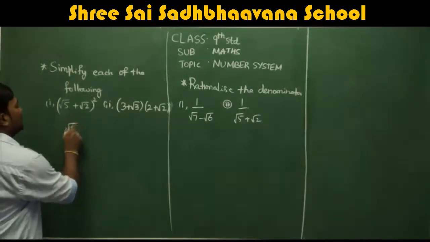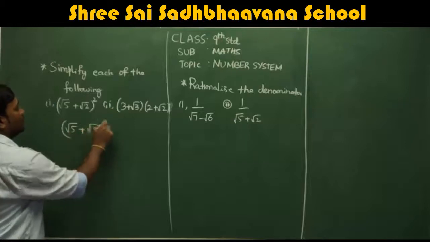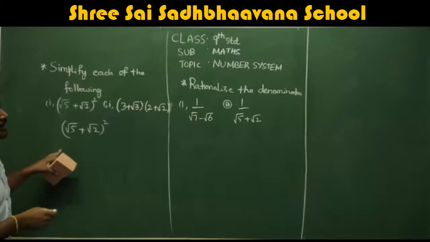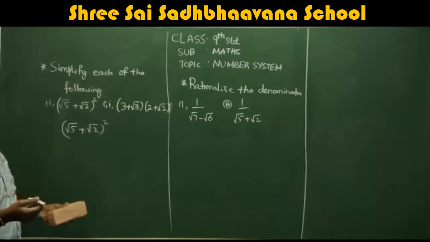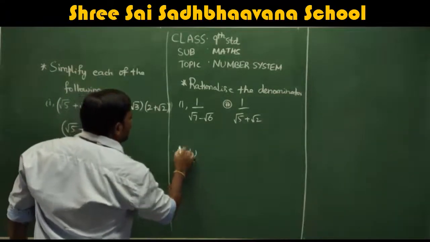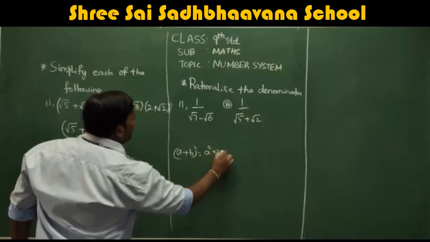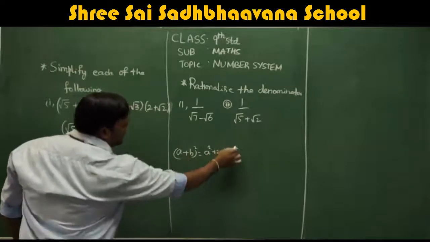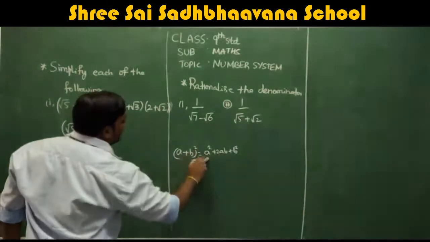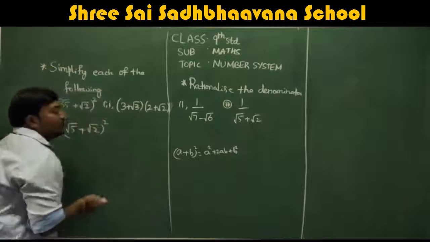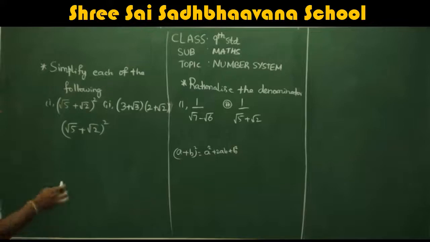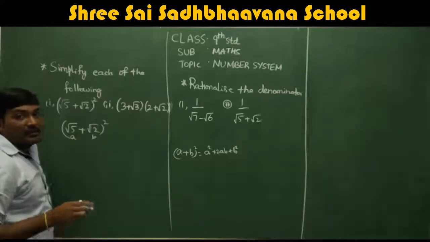The first one is root 5 plus root 2 whole square. Again, remember this comes under the identity of a plus b whole square. All of you know the a plus b whole square identity, isn't it? a plus b whole square is a square plus 2ab plus b square. Similarly, we studied this year x plus y whole square, which is the same: x square plus 2xy plus y square. So you take this as a and this as b.